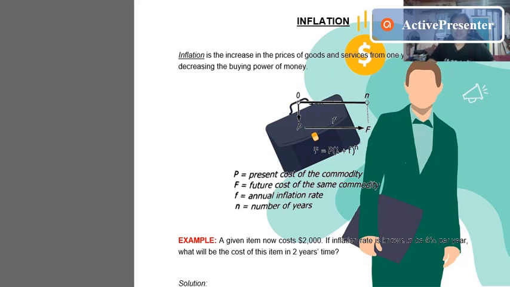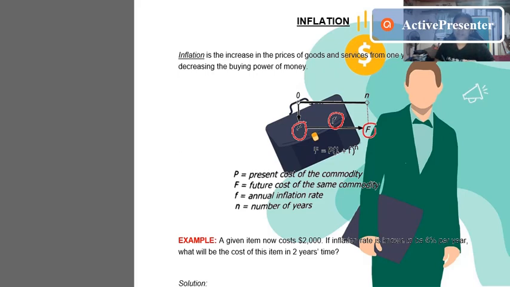So we have here our cash flow for inflation. We have given our present cost, and our F is the annual inflation rate.